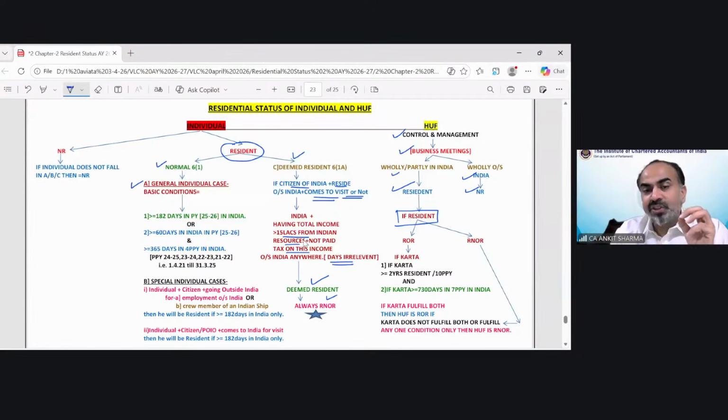A category, general individual case, basic condition, 2 conditions. A special category, you can see 3 cases.